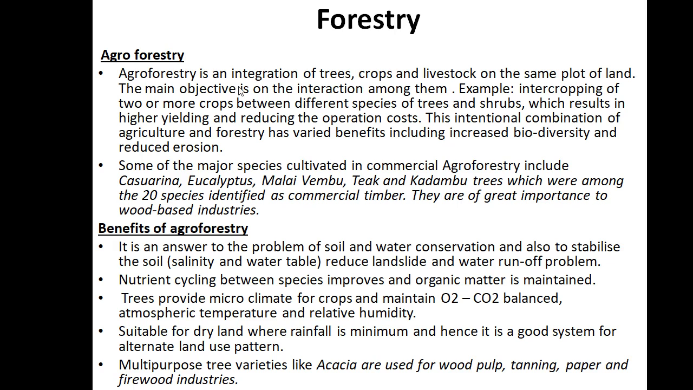Example, intercropping: two or more crops in between, that is, intercrop means 2 or 3 types of plants they are growing, that is crops between the different species of trees and shrubs, which result in higher yield and reducing the operation cost. When two different plants mingle and grow in the same place, they will be sharing their nutrition, so that we will be getting the higher yield with reducing operation cost.